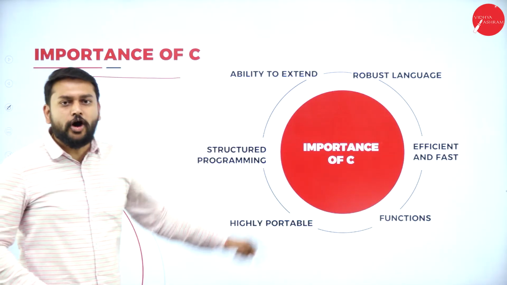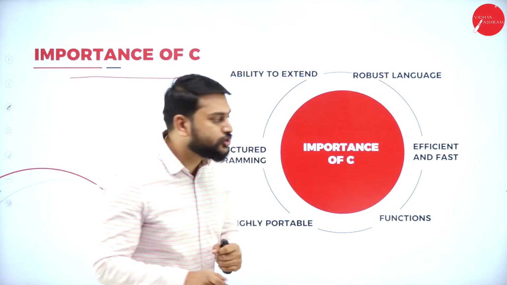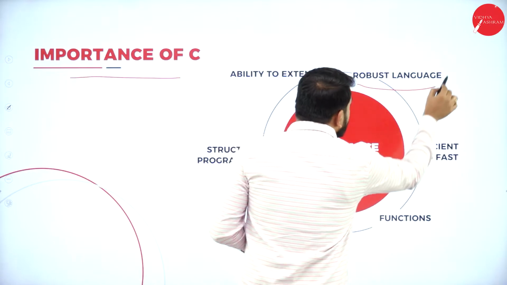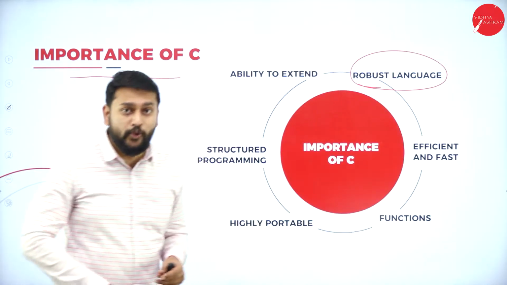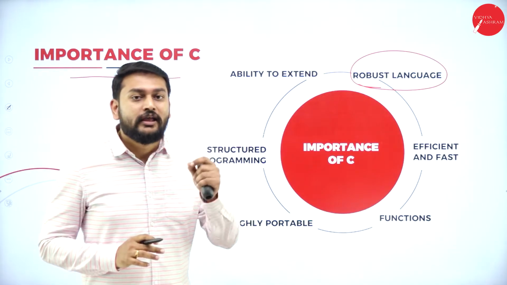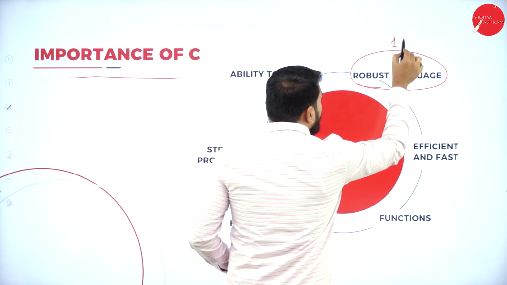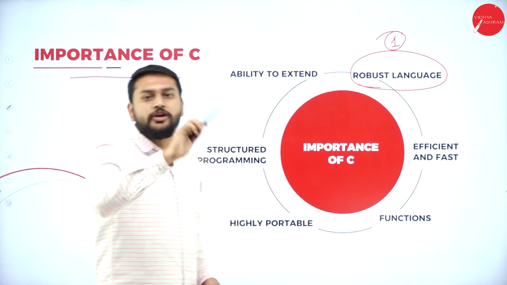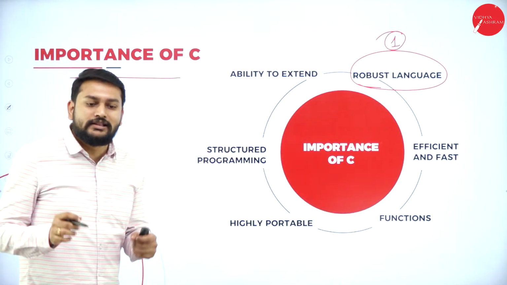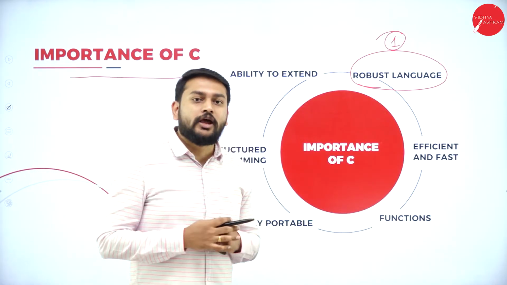The first foremost point that we need to understand: the C programming language is a robust language. Yes sir, it's a robust language. Listen to me carefully. What is that? The first point. So please make a note of all these points. It's going to be very important. You will get this question. C programming is a robust programming language.